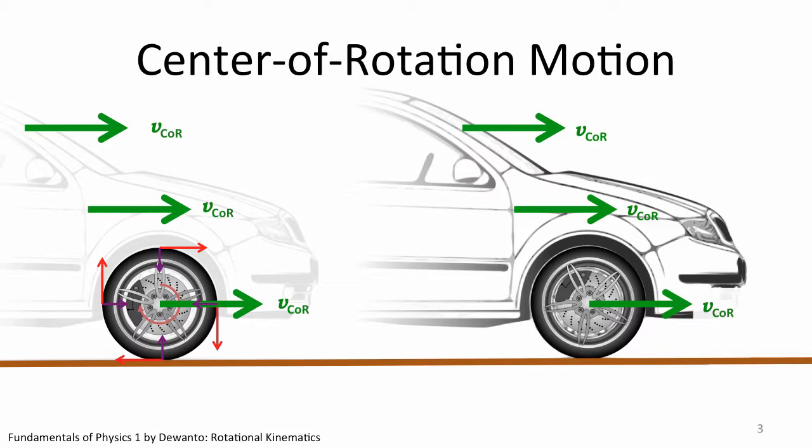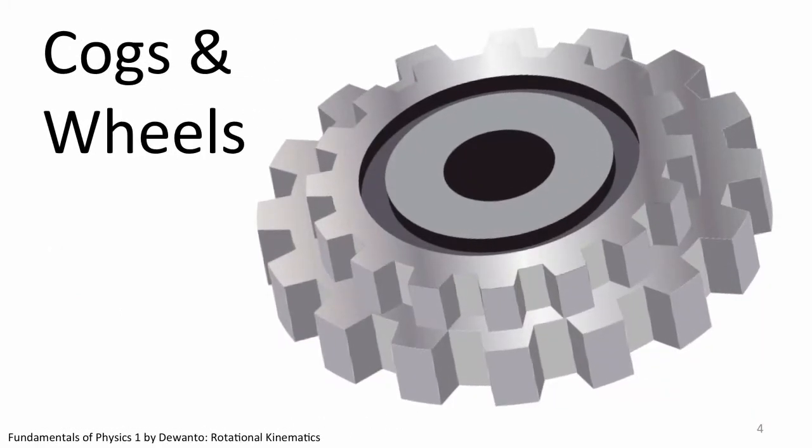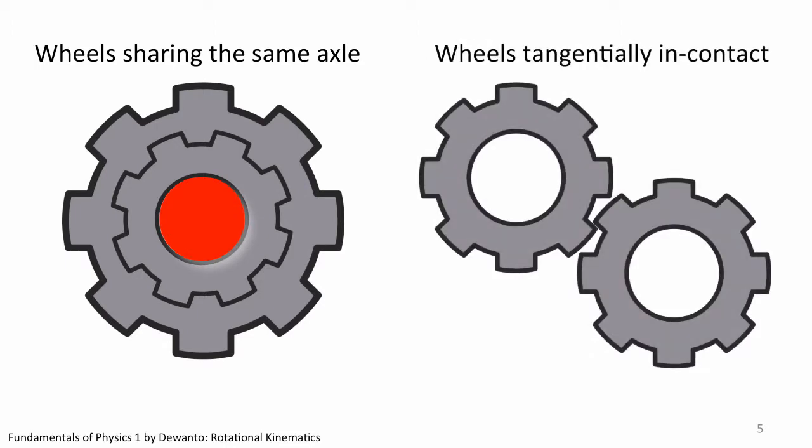But for now, let's turn our attention to cogs and wheels. Cogs and wheels are used in the industry to transfer, well, let's just say in layman's terms, mechanical motion from one object to another. Technically speaking, we do not transfer motion, we transfer momentum and energy. But well, you guys know what I'm talking about. Anyway, they work mainly based on two principles. One, they share the same axle, or two, they are in contact at the circumference.